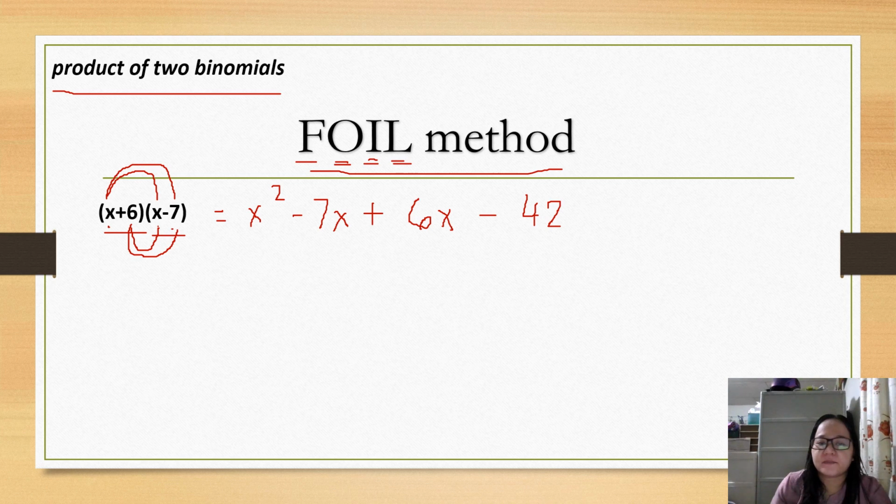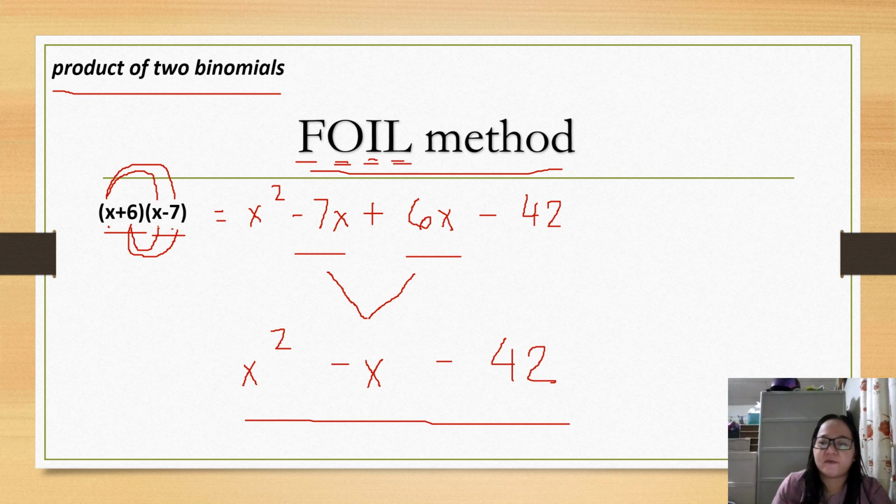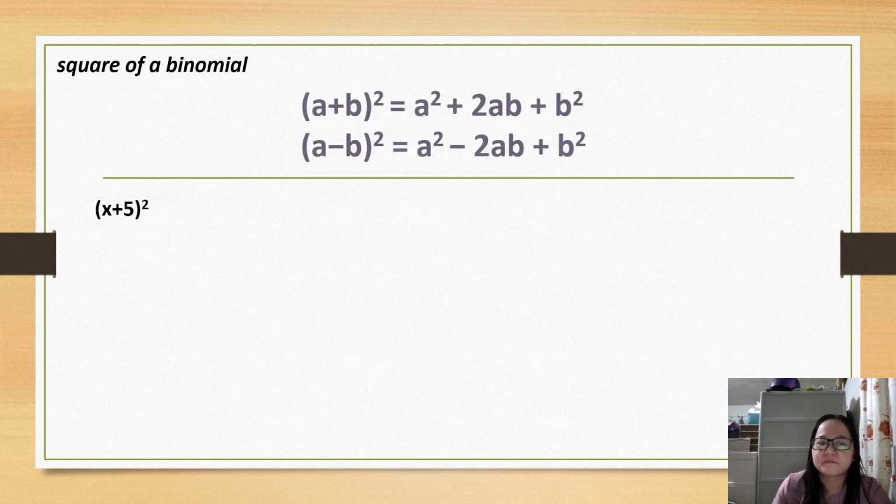As you can see, negative 7x and positive 6x are like terms. Like terms can be combined. So if we combine negative 7x and 6x, the answer is negative 1x, but we simply write negative x. And then we bring down x squared and negative 42. Therefore, the product is x squared minus x minus 42. Next, how do we square a binomial?